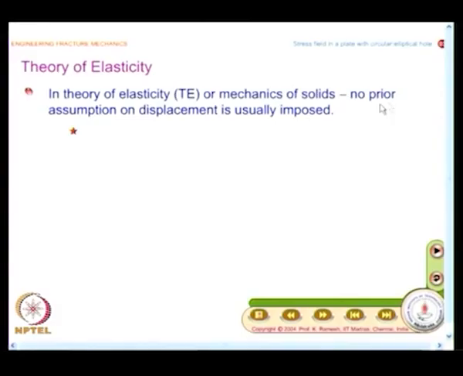Let us now look at review of theory of elasticity. What is the fundamental difference between theory of elasticity and strength of materials? In theory of elasticity, no prior assumption on displacement is usually imposed. What we did in strength of materials? We imposed plane sections remain plane before and after loading. With that kind of an assumption, for a class of slender members, we were able to arrive at the stress fields.